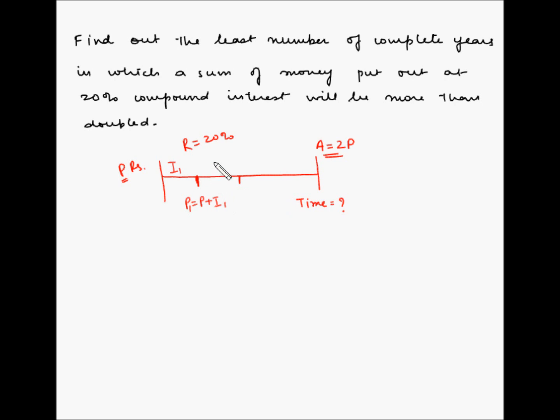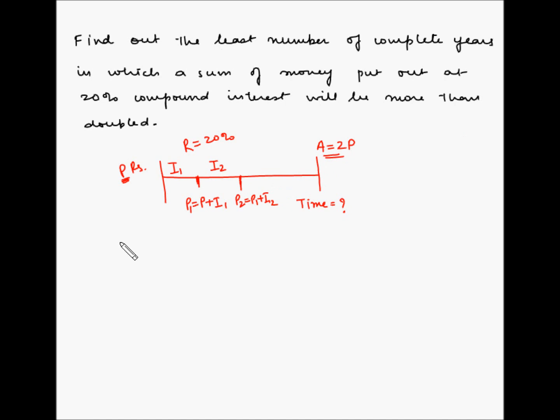And then interest accrued on top of that, which is interest accrued on P1, will be added to P1, and that will become the amount or the principal for the next compounding period. So at the end of the second year, the amount will be P2 is equal to P1 plus I2. So now we have to find out as to within how many compounding periods will this amount P become double itself.